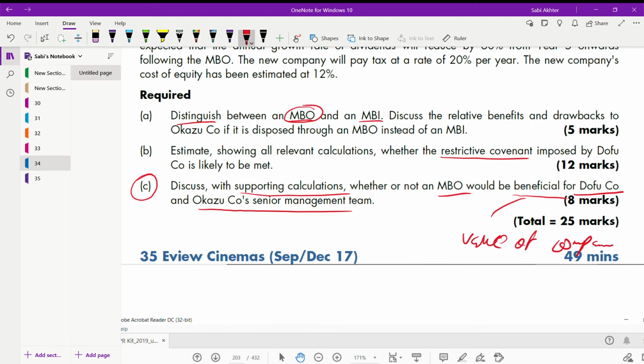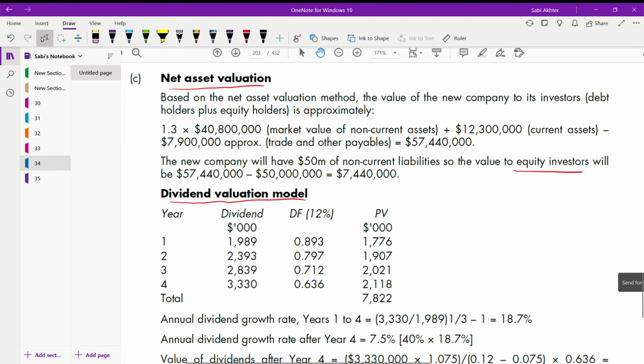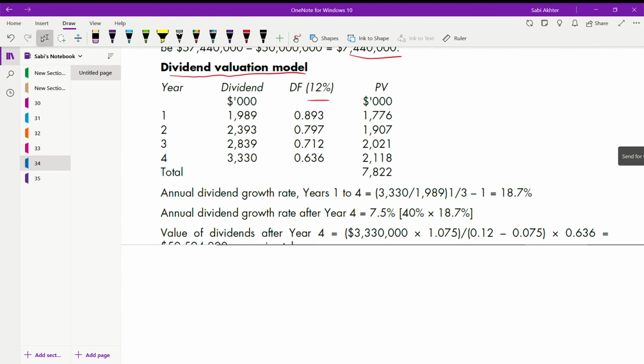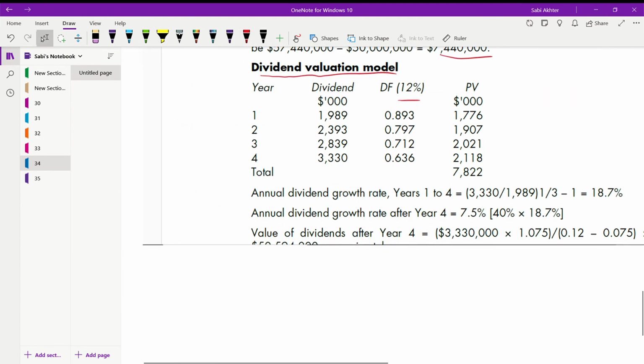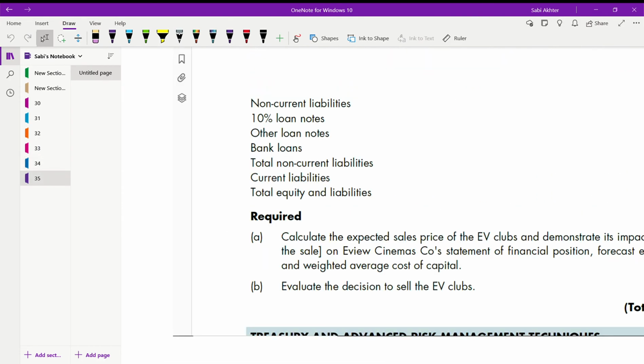Value of the company by using the methods. So one is they have used net asset and they have got this value. Next, they have used the dividend valuation model. Yes, clearly they have given you the mention about the growth rate, the dividend and the cost of equity. So you can find the dividend valuation model also and find the value, right? Coming to 35, the last question.